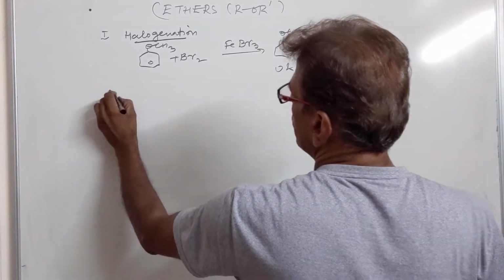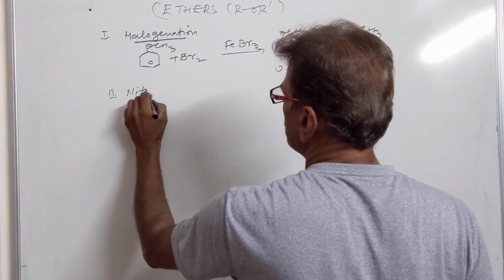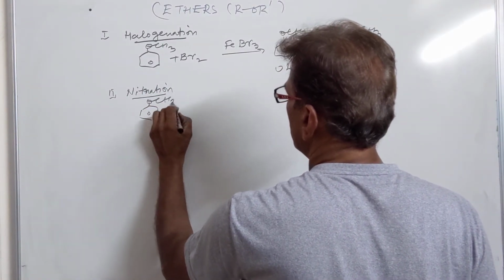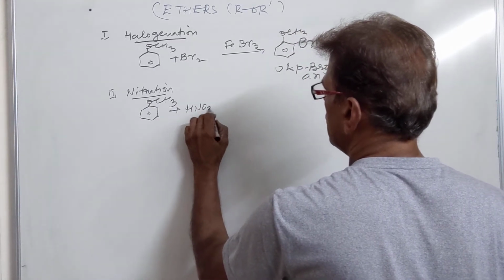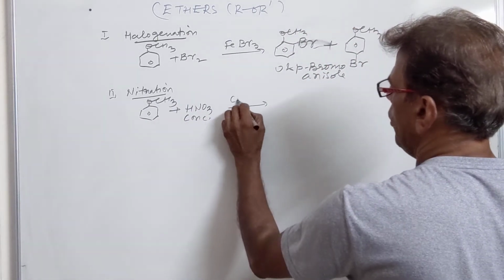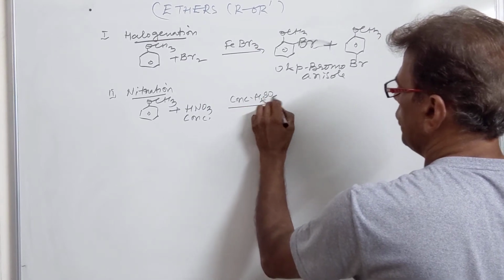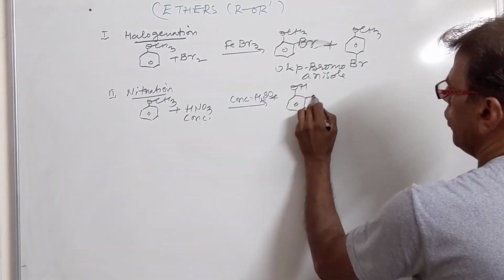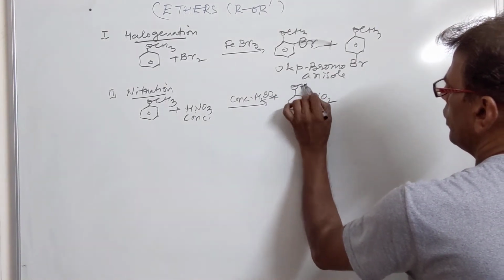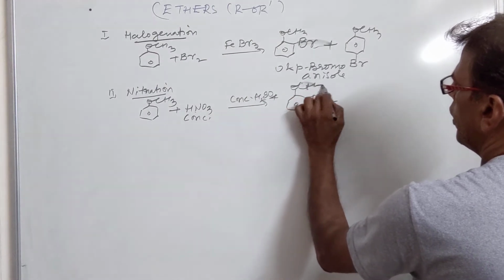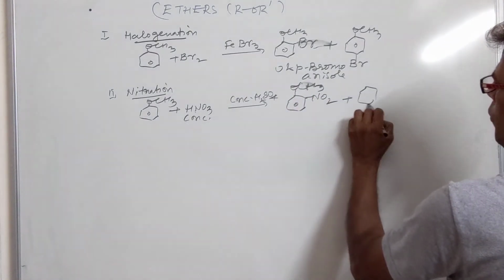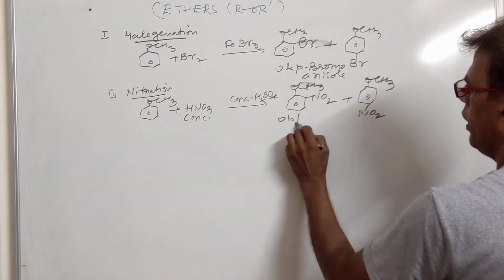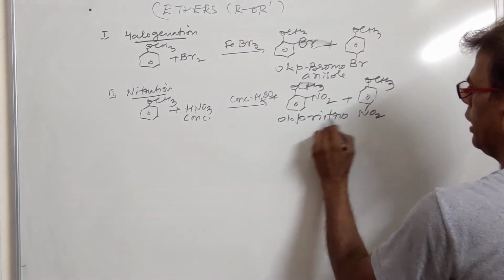Then we have nitration of ethers. Ethers are treated with concentrated HNO3 in the presence of a drop of concentrated sulfuric acid to produce the nitronium ion here. We get ortho-nitroanisole and para-nitroanisole. This is ortho and para-nitroanisole.